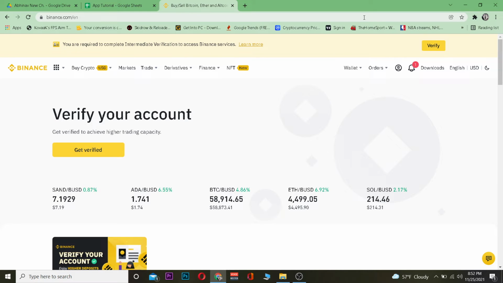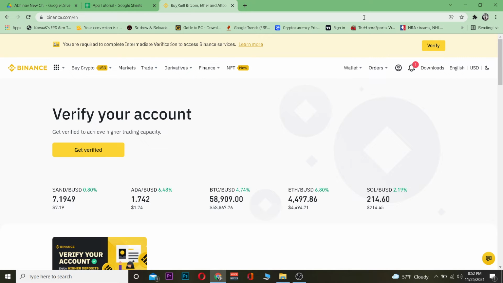Now every crypto's wallet address is different. For Bitcoin it's different, for Ethereum it's different. If I paste the wallet address of Ethereum when I'm transferring Bitcoin, my Bitcoin will be lost. So make sure you're copying the wallet address of the crypto which you're transferring. So in this video I will transfer Ethereum, so I need to copy the wallet address of Ethereum.